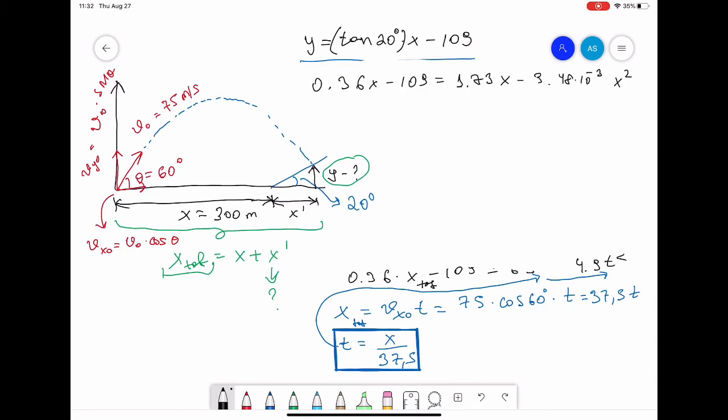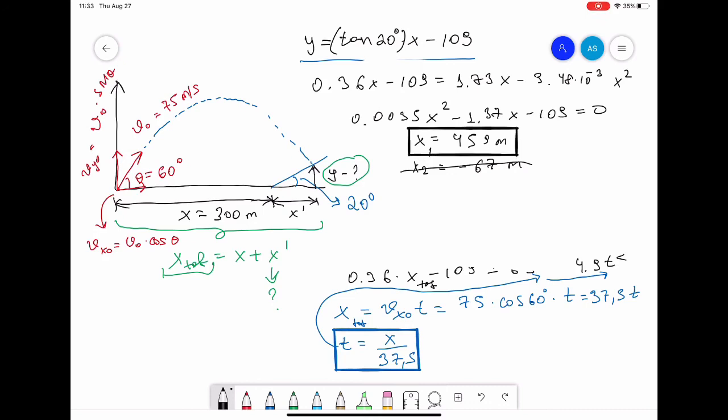Then finally, if you rearrange this, you should get 0.0035 x squared minus 1.37x minus 109 is equal to 0. Now if you solve the quadratic equation, you will find that x is equal to 459 meters, this is x1. Your x2 is equal to minus 67 meters. Obviously you don't need the negative sign, you can take only the positive. So your x is equal to 459 meters.